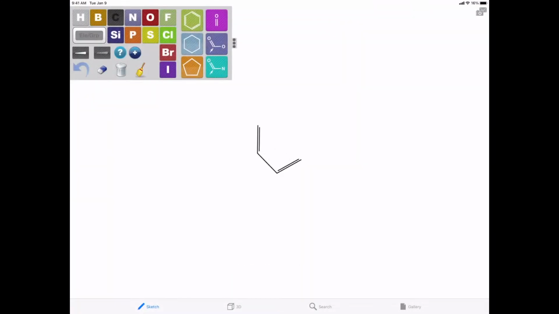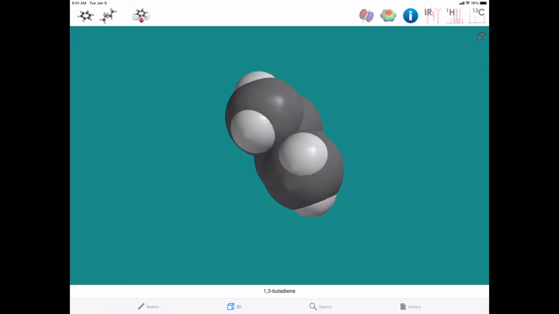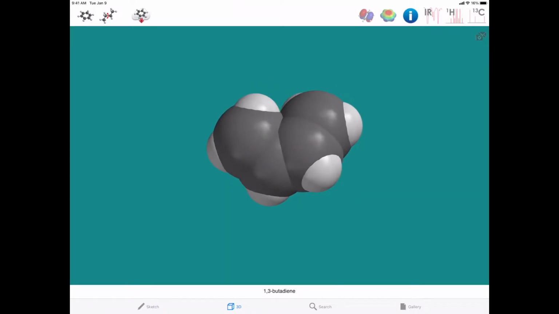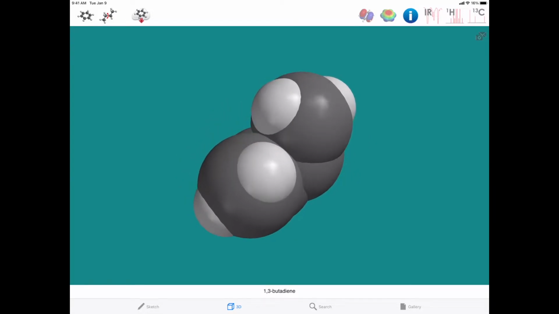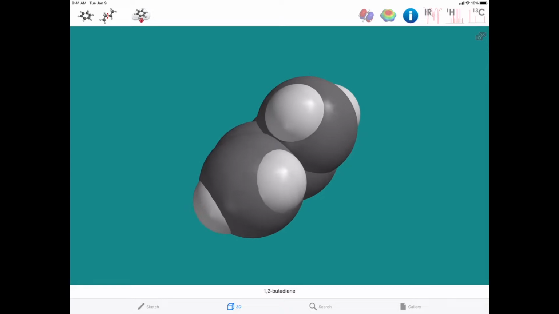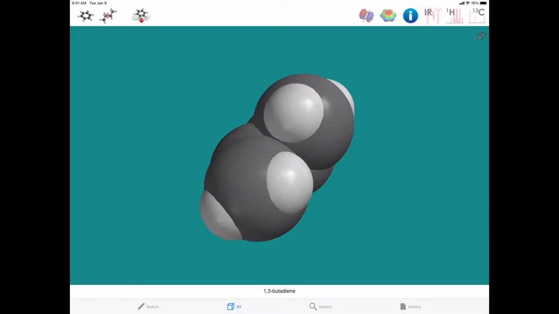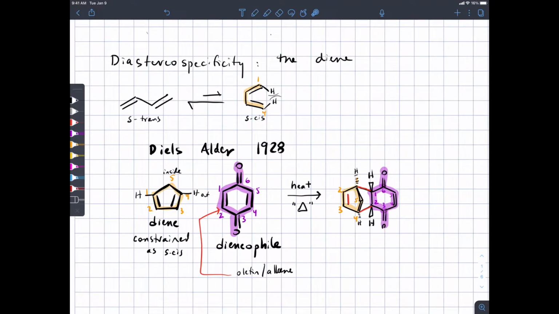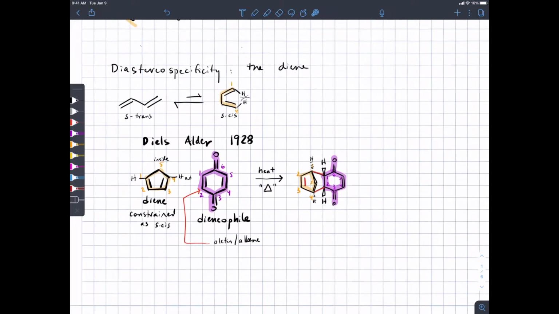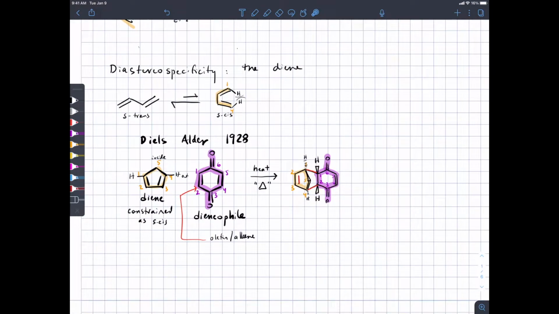And as you can see, if we draw a diene in Spartan and then look at the space-filling model, you can see that it's not completely flat, and that's because the two hydrogens on the terminal CH2 groups would bump into each other if this were perfectly flat. And so that's one of the reasons why we have to add heat to the Diels-Alder reaction to get it to go, because we need to access this less stable, higher energy conformation. All right, so that's important.